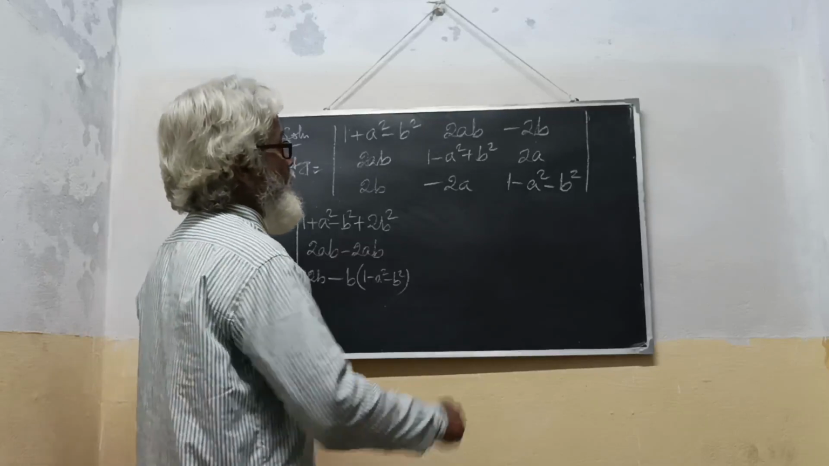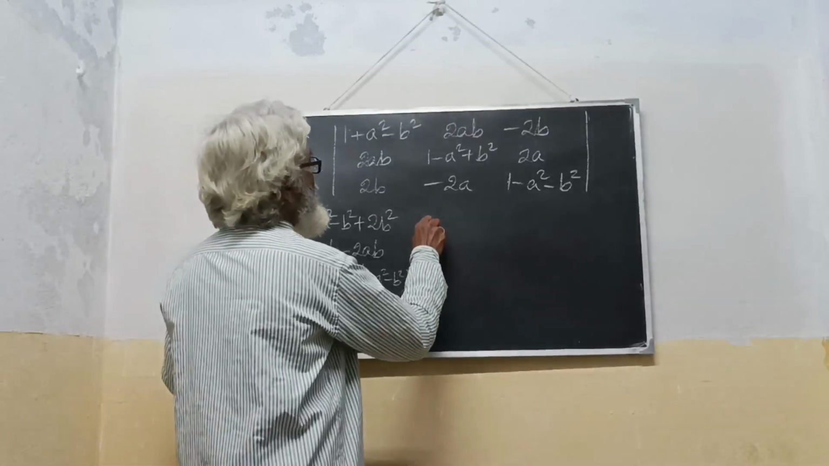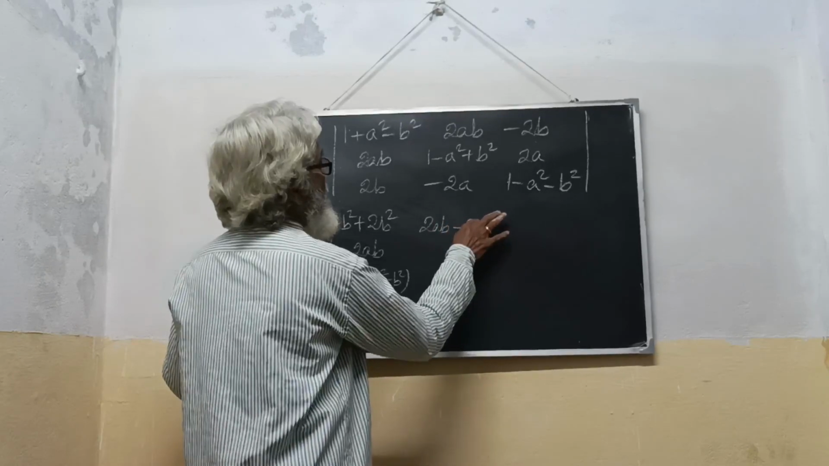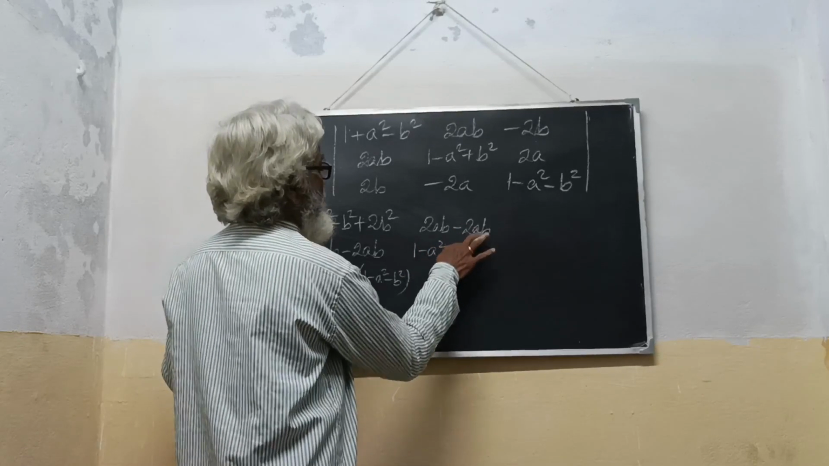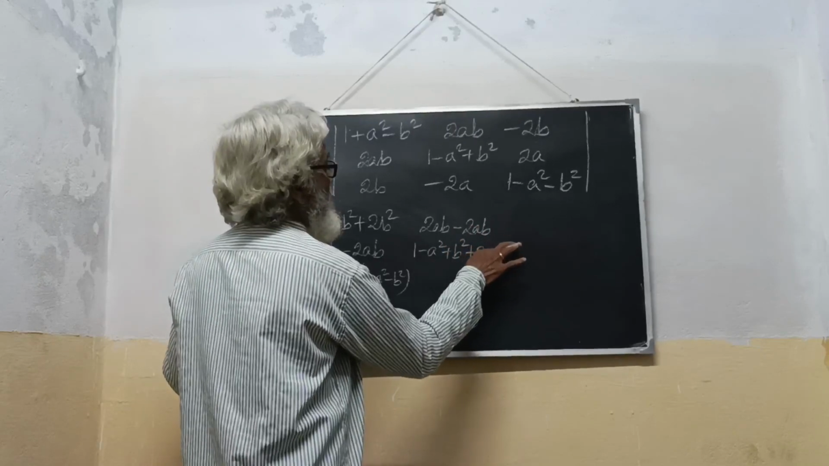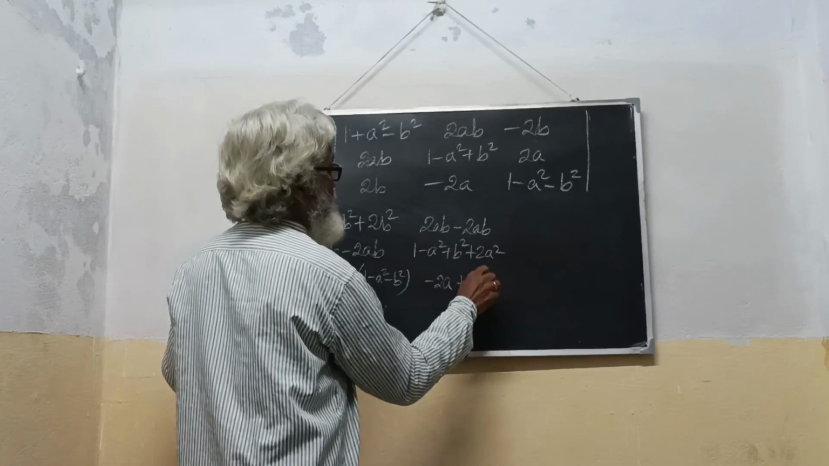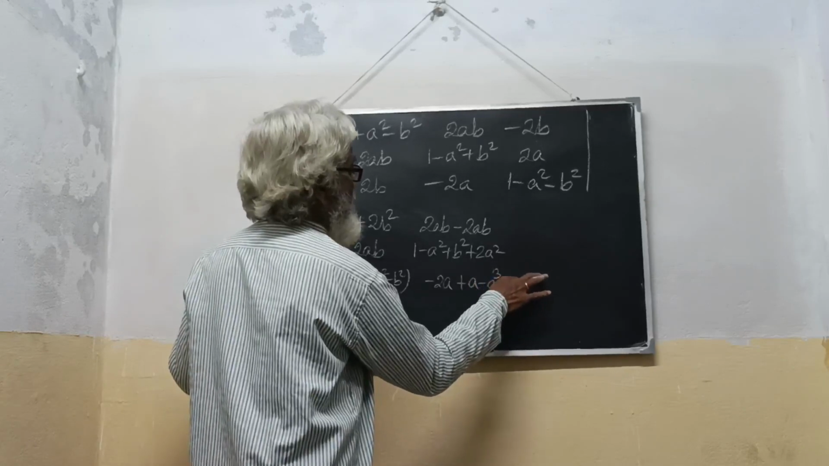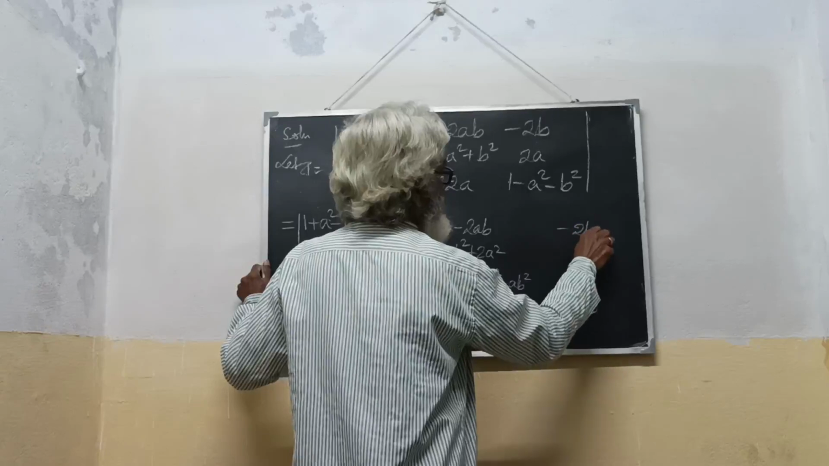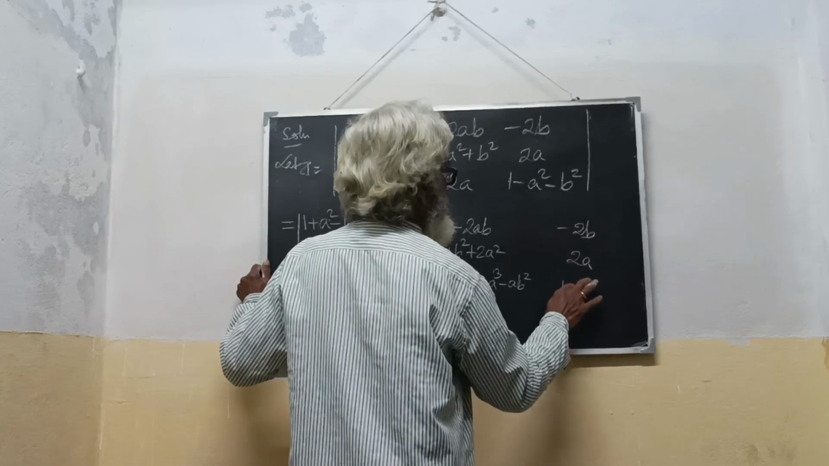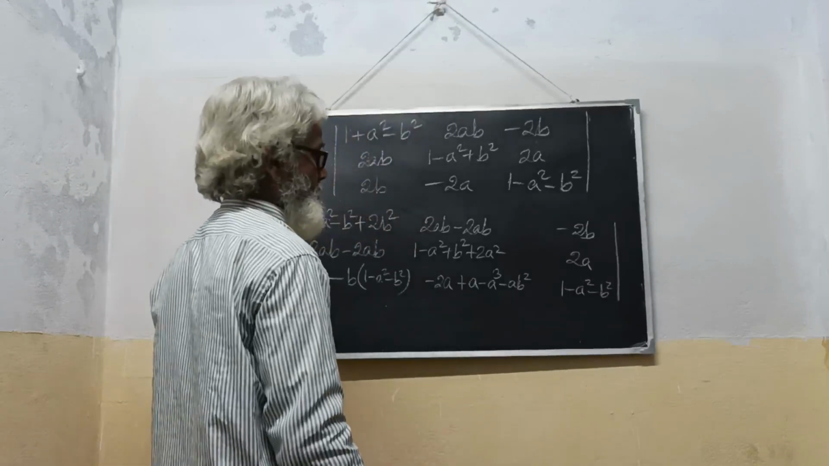At the same time, we add a times the elements to the corresponding elements of the second column. Twice ab, add a times 1 minus a square plus b square, plus twice a square, add, so a times minus a cube minus ab square, and that remains the same, twice b, twice a, 1 minus a square minus b square.